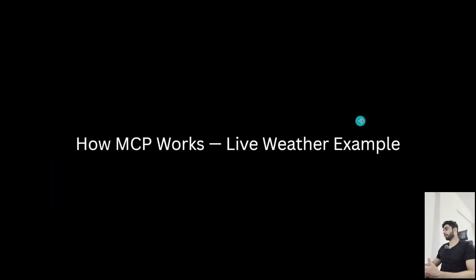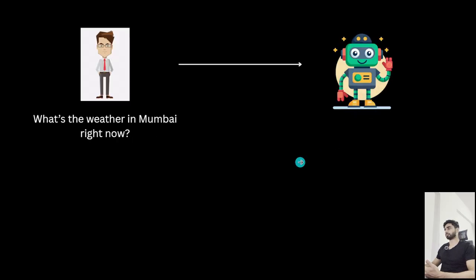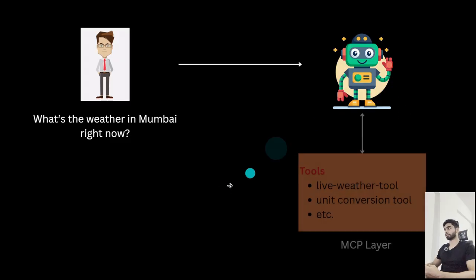Now, how MCP works with a live weather example. So far, we have seen the problem. AI can be smart, but it does not know everything, right? For example, you can ask AI, what is the weather in Mumbai right now? AI is just a model. It does not have real-time data. It can guess based on patterns or old knowledge, but it can't tell the current temperature. This is where MCP comes in.